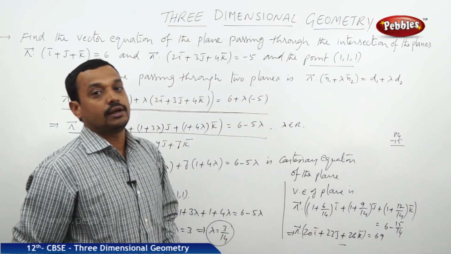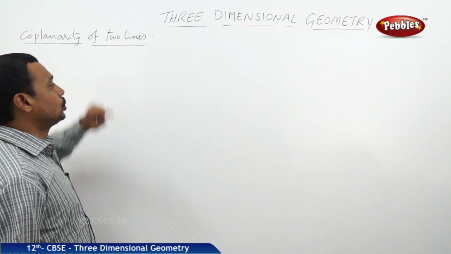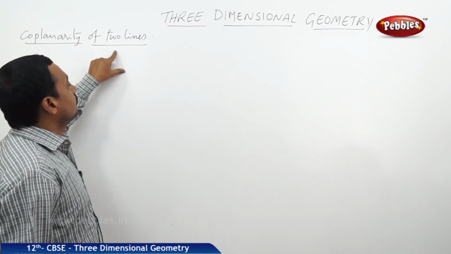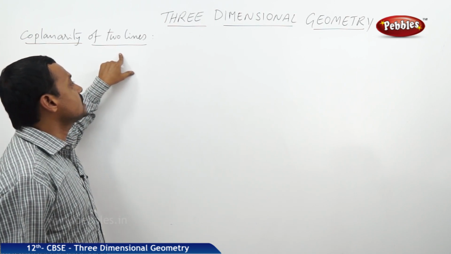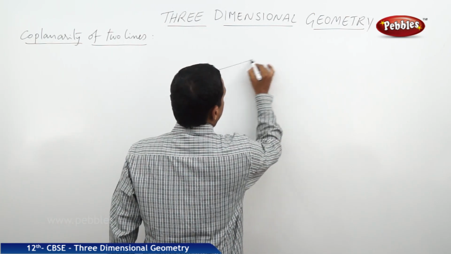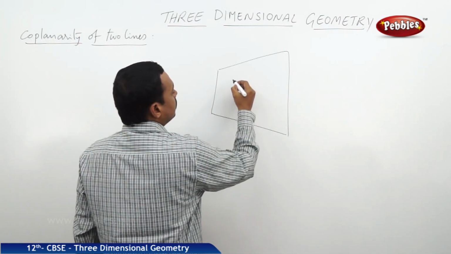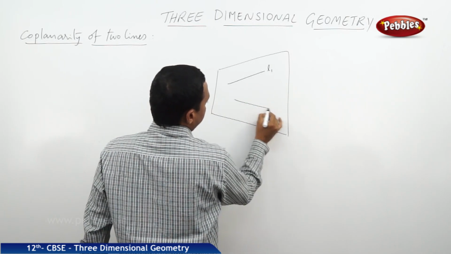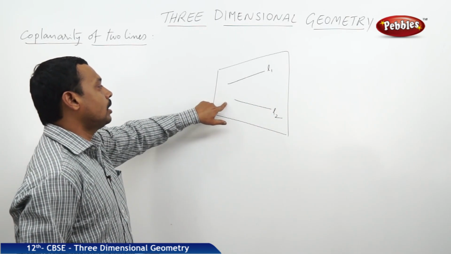to 69. Now, the another concept, coplanarity of two lines. Coplanarity. What is the condition that the two lines are on the same plane? Now it is one plane. So let us take two lines L1 and L2. Then what is the condition that the two lines are coplanar?